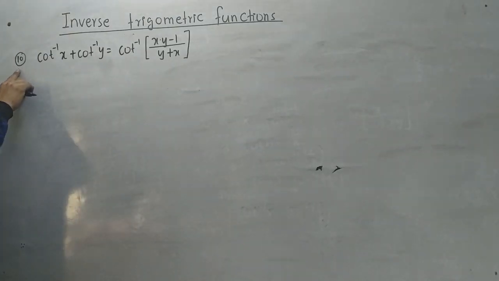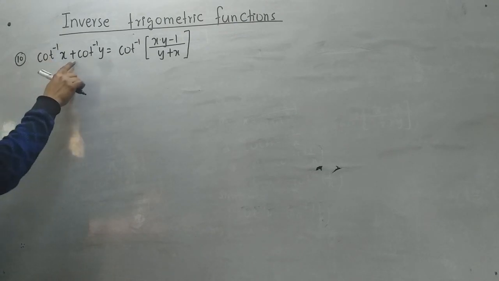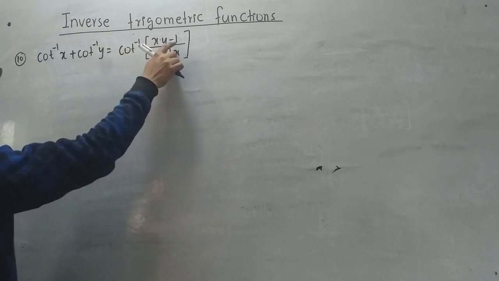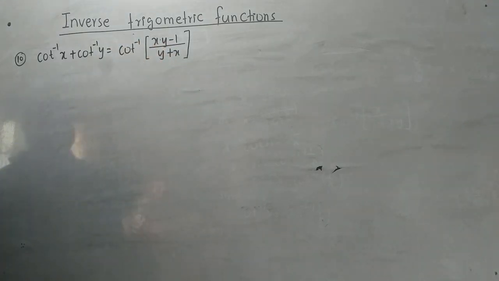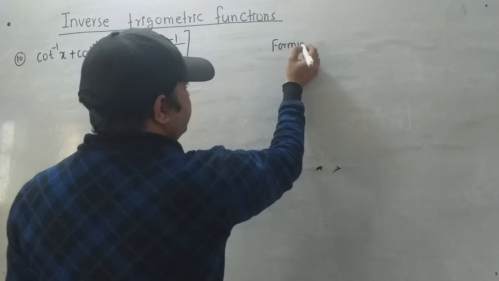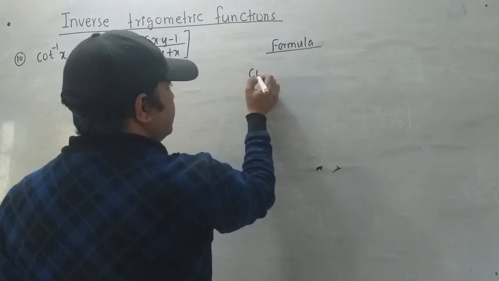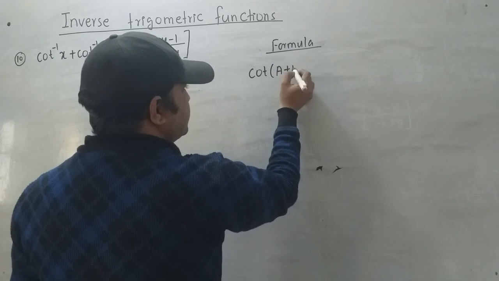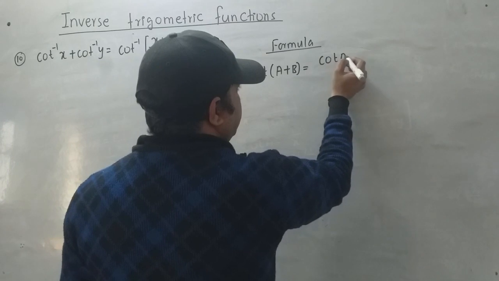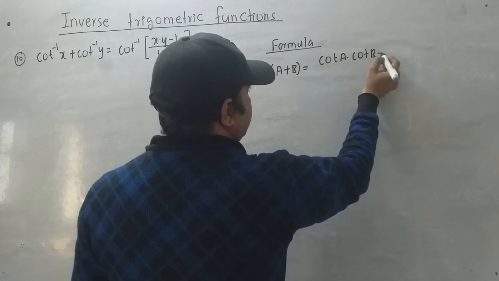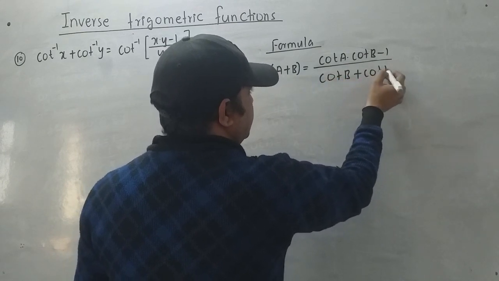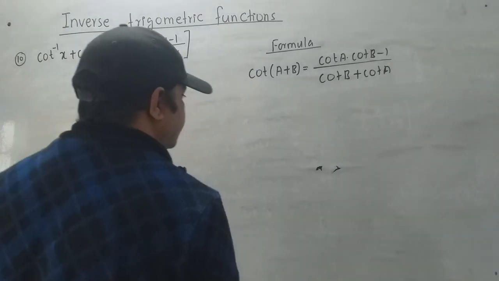Now formula 10, cot inverse x plus cot inverse y equals cot inverse of x times y minus 1 whole divided by y plus x. But before proceeding to this formula, we need to know a basic trigonometric formula here. So we need the formula for cot A plus B. The formula for cot A plus B will be cot A times cot B minus 1 whole divided by cot B plus cot A, or otherwise you can write cot A plus cot B.